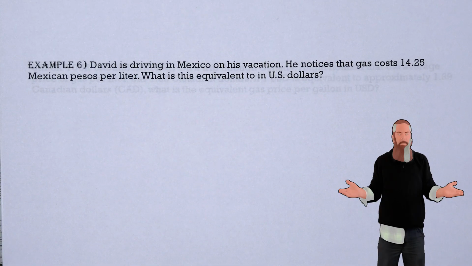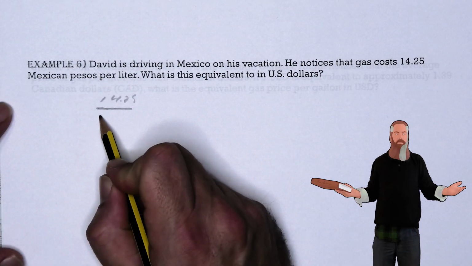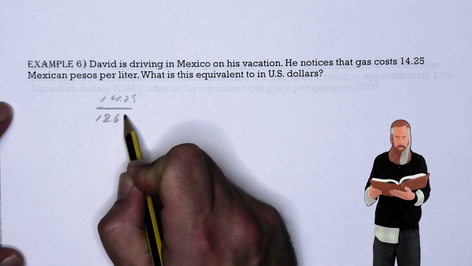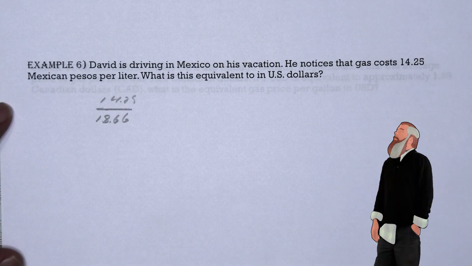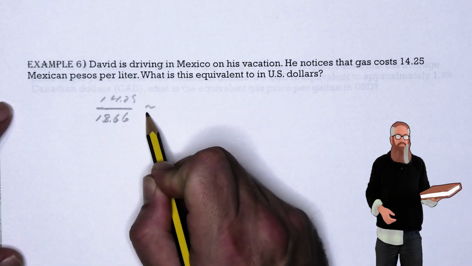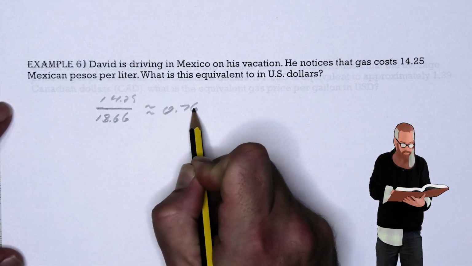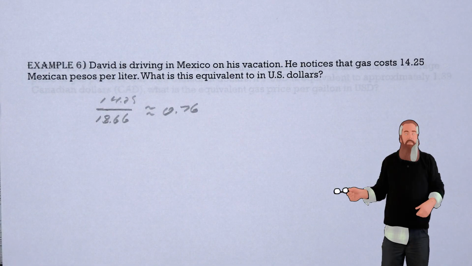Divide the value of the foreign currency paid for gas by the exchange rate. So he paid 14.25 pesos, and if we divide this by the exchange rate of 18.66, which is what we're using for this problem, it would be more updated as you watch the video, of course. This will give us approximately 0.76. Each liter would cost him about 76 cents US.